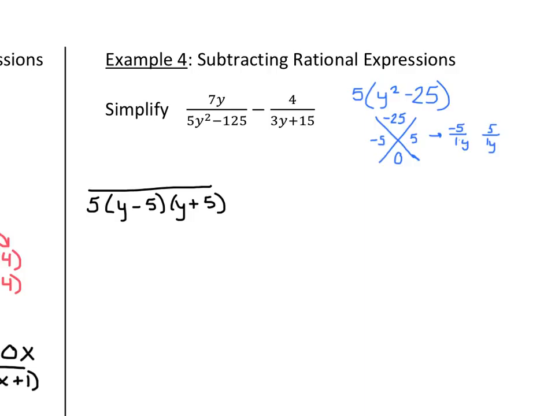All right, so what is the numerator of the first one? 7y. Okay. Now, the second one, look at the bottom. Anything common to bring out to the front? 3. So what does that leave you with? 3 times y plus 5.